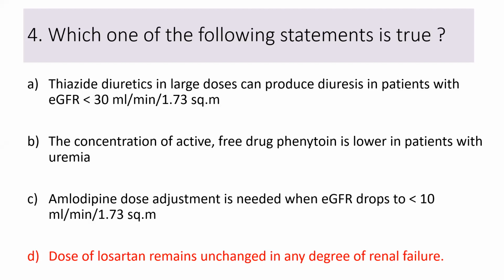Okay. So as we know, when the eGFR really falls below 30, thiazide diuretics should not be used. In fact, it can be harmful. So in these cases, loop diuretics work much better than thiazide diuretics.